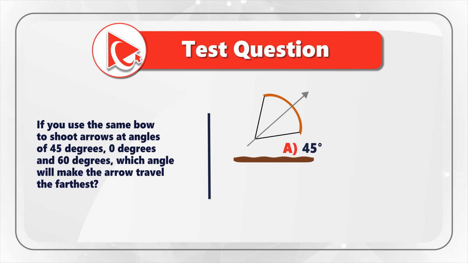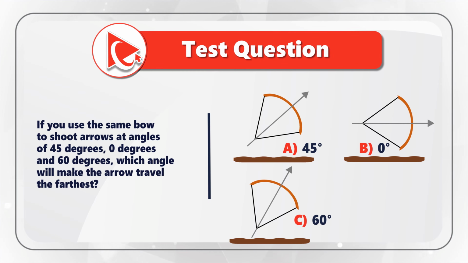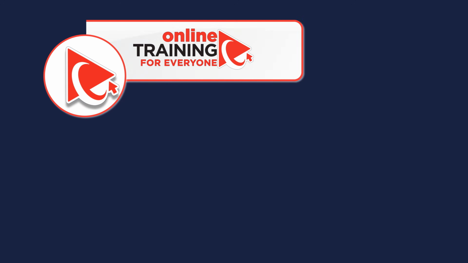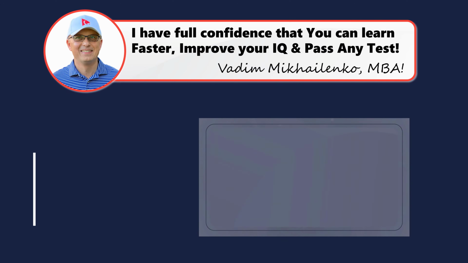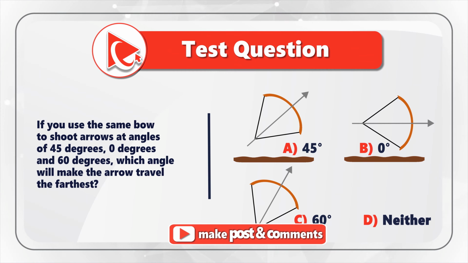Choice A, 45 degrees. Choice B, 0 degrees. Choice C, 60 degrees. And last but not least, choice D, neither one. Take a close look to see if you can come up with the answer. On my end, I am moving forward to share with you my version of the analysis and answer, and obviously if you have a better way to solve it, please make sure to post in comments.